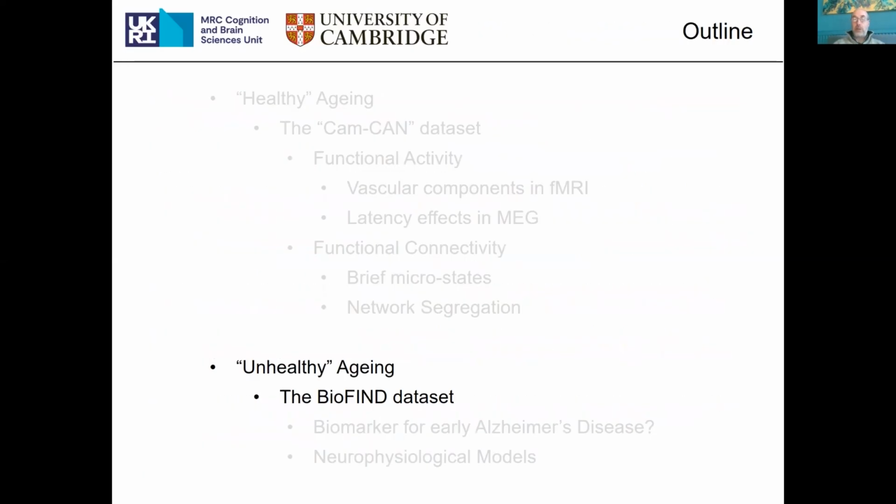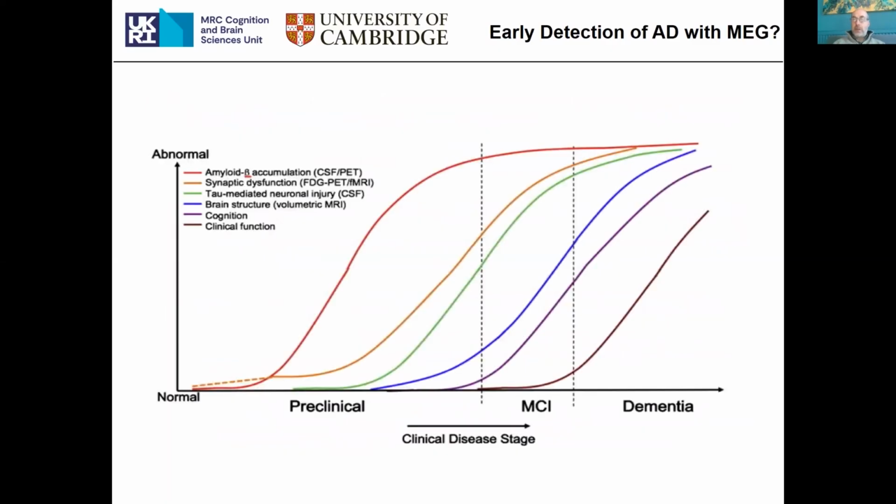And this leads me on to the second part of the talk about unhealthy aging or dementia. I want to introduce now a different data set called the BioFIND data set. But before I do that, a bit of background. You've probably seen a graph like this before. This is the hypothetical progression of dementia on the x-axis and normal to abnormal on the y-axis. And if you look at the brown line here, this is clinical function, so how well people cope in everyday life. And of course, when they surpass some criterion, the clinician would give them a label of dementia.